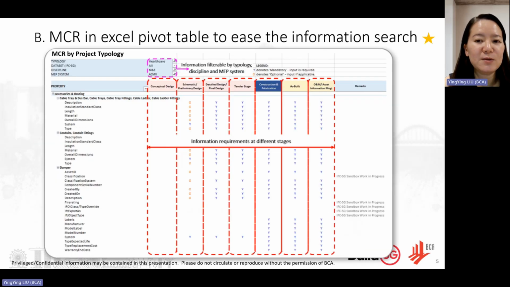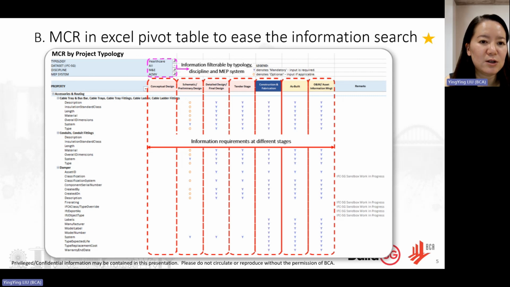MCR is in Excel pivot table format, and this is a screenshot of MCR. The column on the left lists all the required BIM objects and properties. The columns on the right, highlighted in red, indicate the information requirements across project stages. The letter Y means yes, mandatory; O means optional; blank means this property is not required to be filled in for this particular stage. You can see that the information is built up progressively.